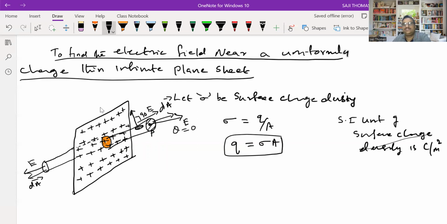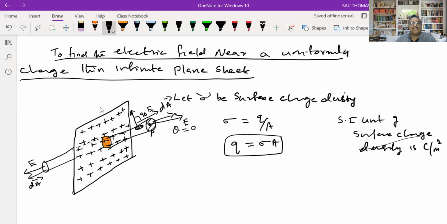You see that the electric field is along the x direction only. So there will be flux along the x direction. Along the y direction, there is no electric field, so there is no flux along the y direction. Keep it in mind.